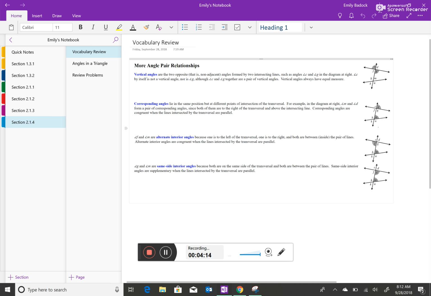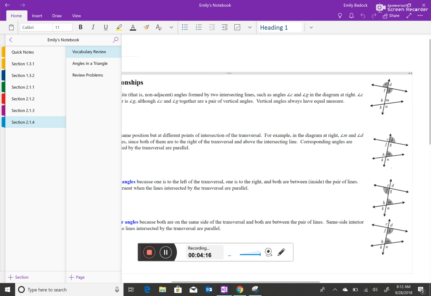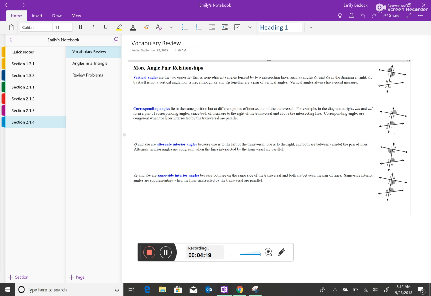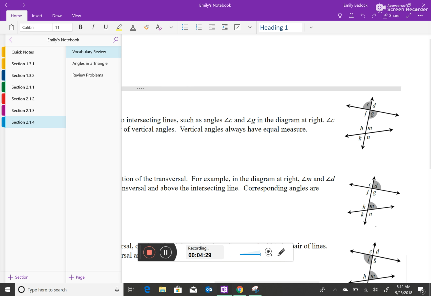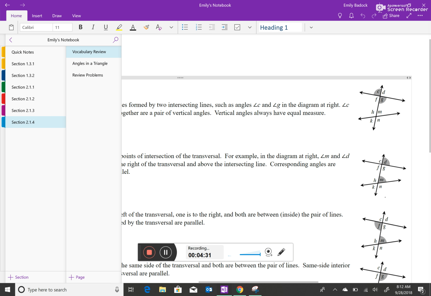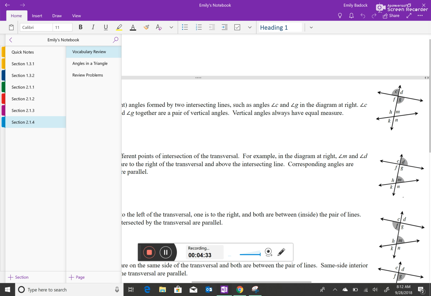So vertical angles. Remember, vertical angles are 2 opposite angles formed by 2 intersecting lines. So if you look here, C and G are vertical angles, F and D are vertical angles, H and N are vertical angles, and M and K are vertical angles. So those vertical angles always have an equal measure to them, okay?